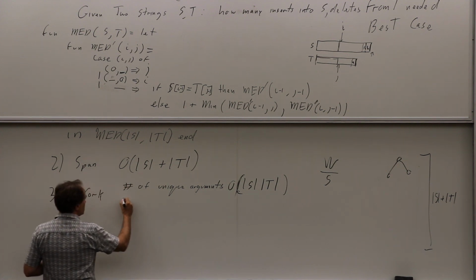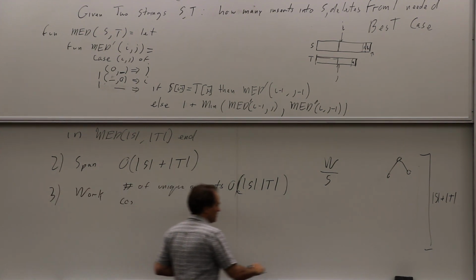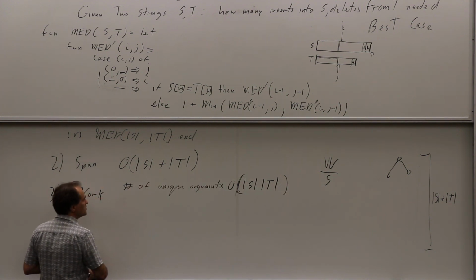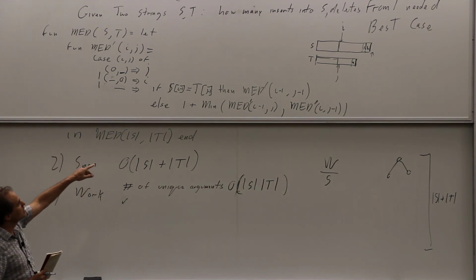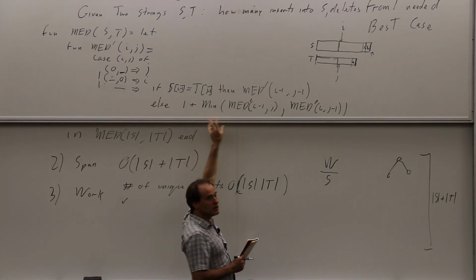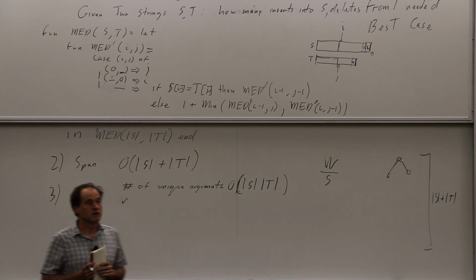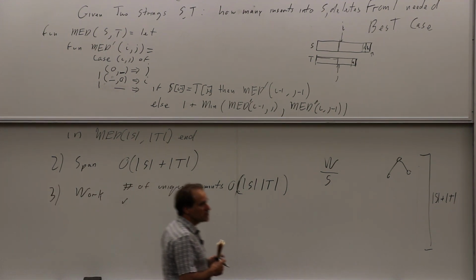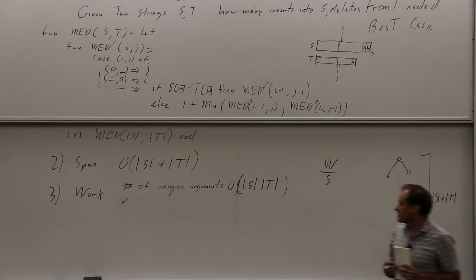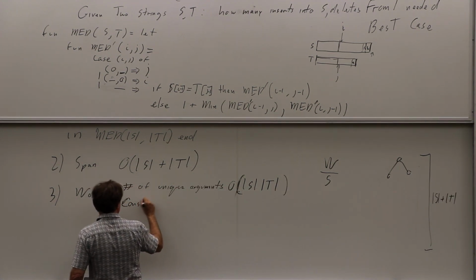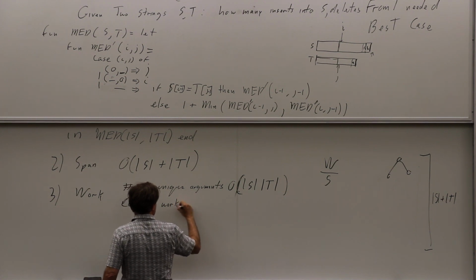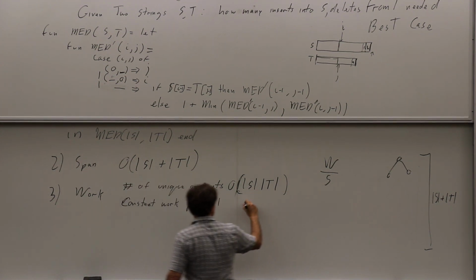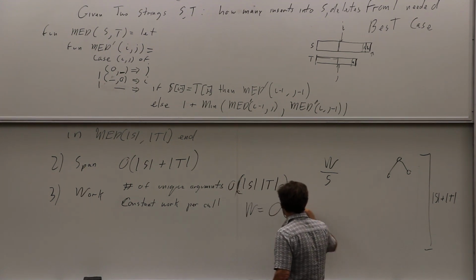And then the work of each. What's the work of each of those? And again, by the work of this routine, I mean I'm removing the cost of the recursive call, just all the glue that's around the recursive call. What is that? Constant, right? Because there's a couple of comparisons, a couple of minuses, and a plus, some small number of operations. So constant work per call. So the work equals order size of S times size of T.